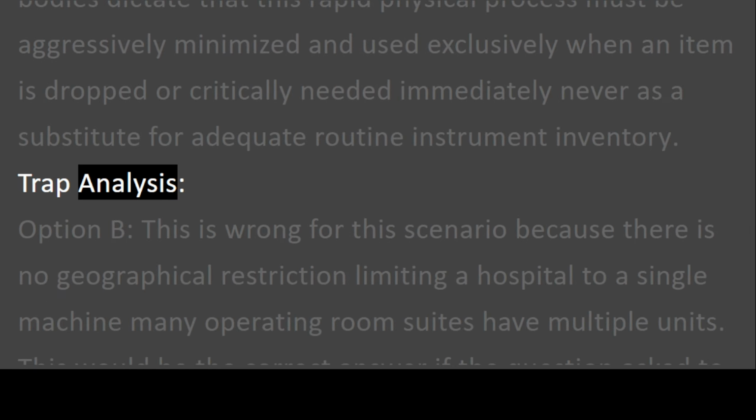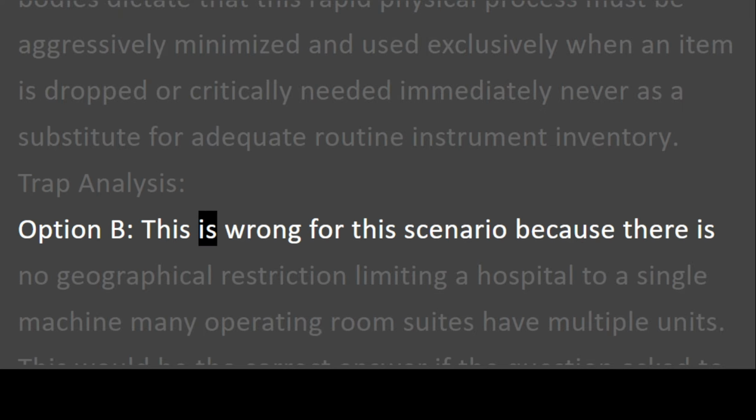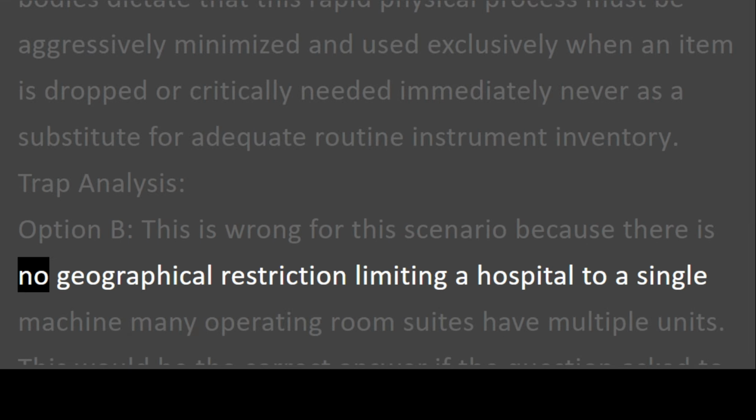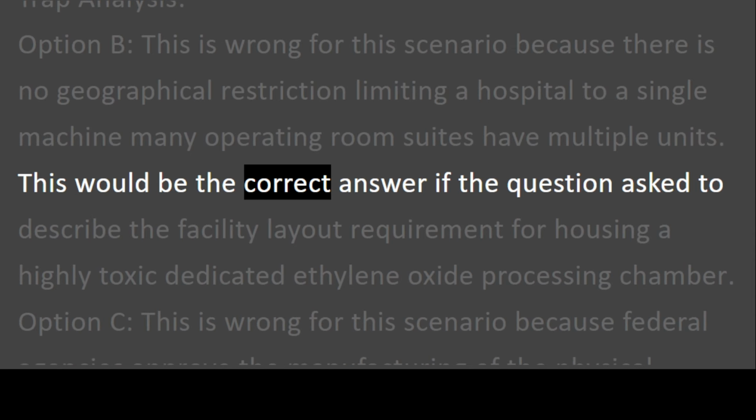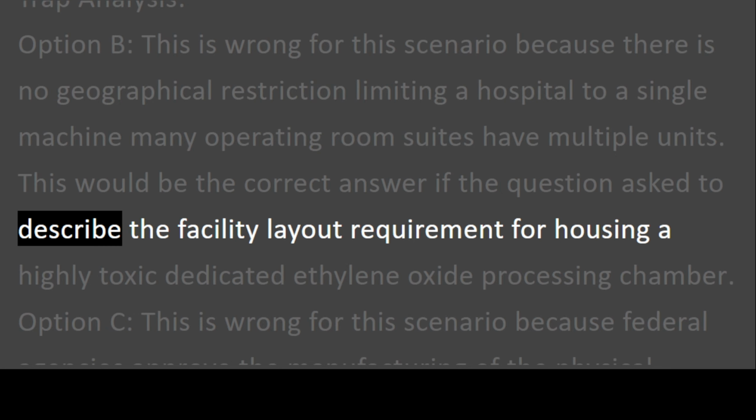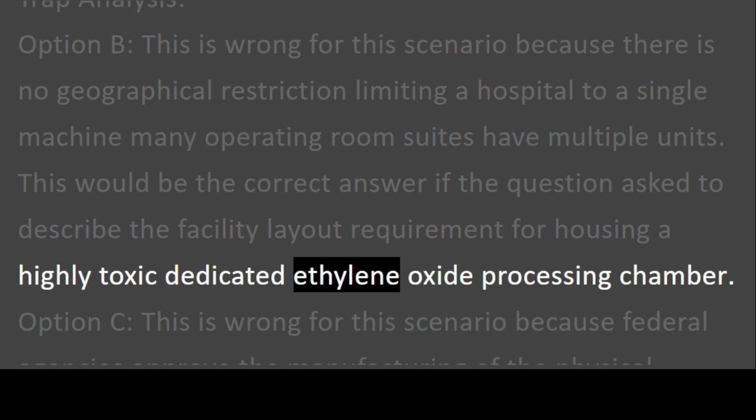Trap analysis. Option B. This is wrong for this scenario because there is no geographical restriction limiting a hospital to a single machine. Many operating room suites have multiple units. This would be the correct answer if the question asked to describe the facility layout requirement for housing a highly toxic dedicated ethylene oxide processing chamber.